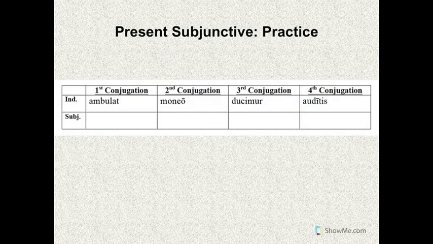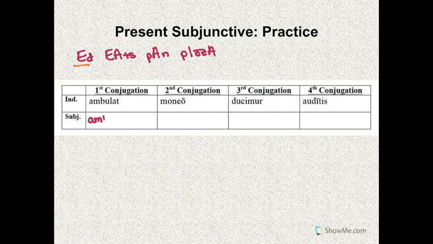All right, now let's practice making the present subjunctive. Keep in mind our mnemonic, Ed eats pan pizza. So for our first conjugation sample verb, ambulat in the indicative, we're going to remember that there's the E in Ed and that our new thematic vowel should be E. So the subjunctive version of the third person singular will be ambulet.